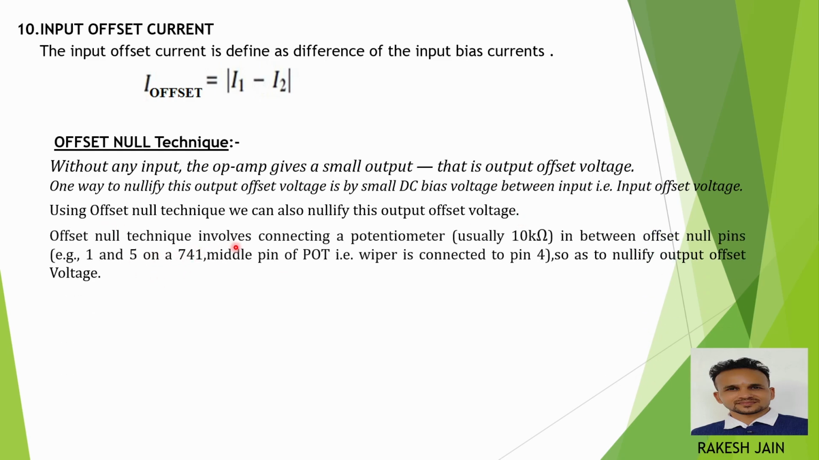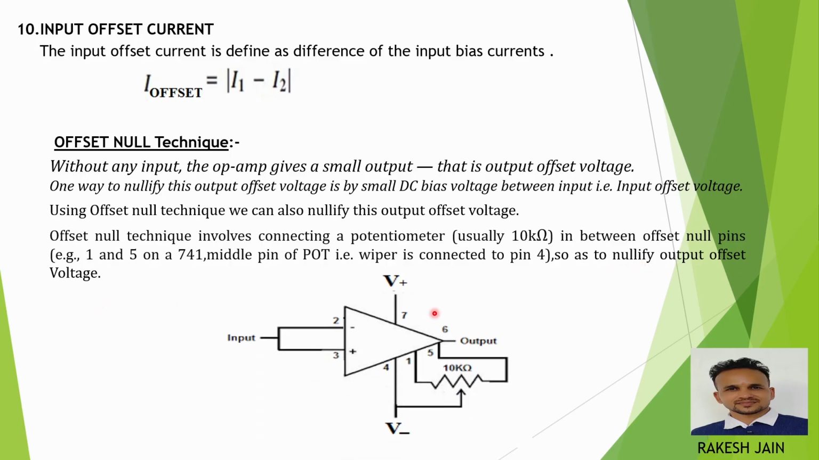Offset null technique involves connecting a potentiometer, usually 10 kilo ohm, in between the offset null pins, that is pin 1 and pin 5 of operational amplifier 741. The middle pin of the pot, that is the wiper, is connected to pin number 4 so as to nullify output offset voltage.